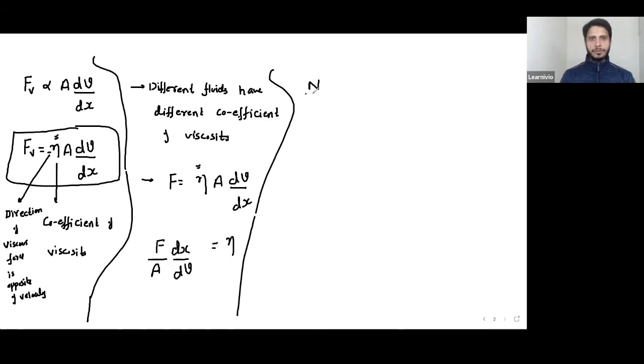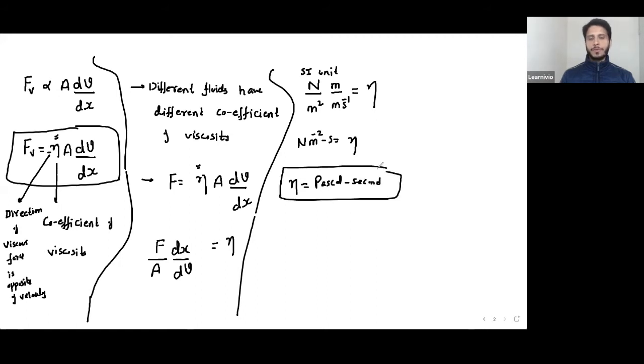Force is in Newton, area is meter square, dx is meter, and velocity is meter per second. So if I write its unit, eta is Newton second per meter square. This is the SI unit of eta. Or you can write Newton per meter square as Pascal, so it is Pascal second. The SI unit of eta is Pascal second.